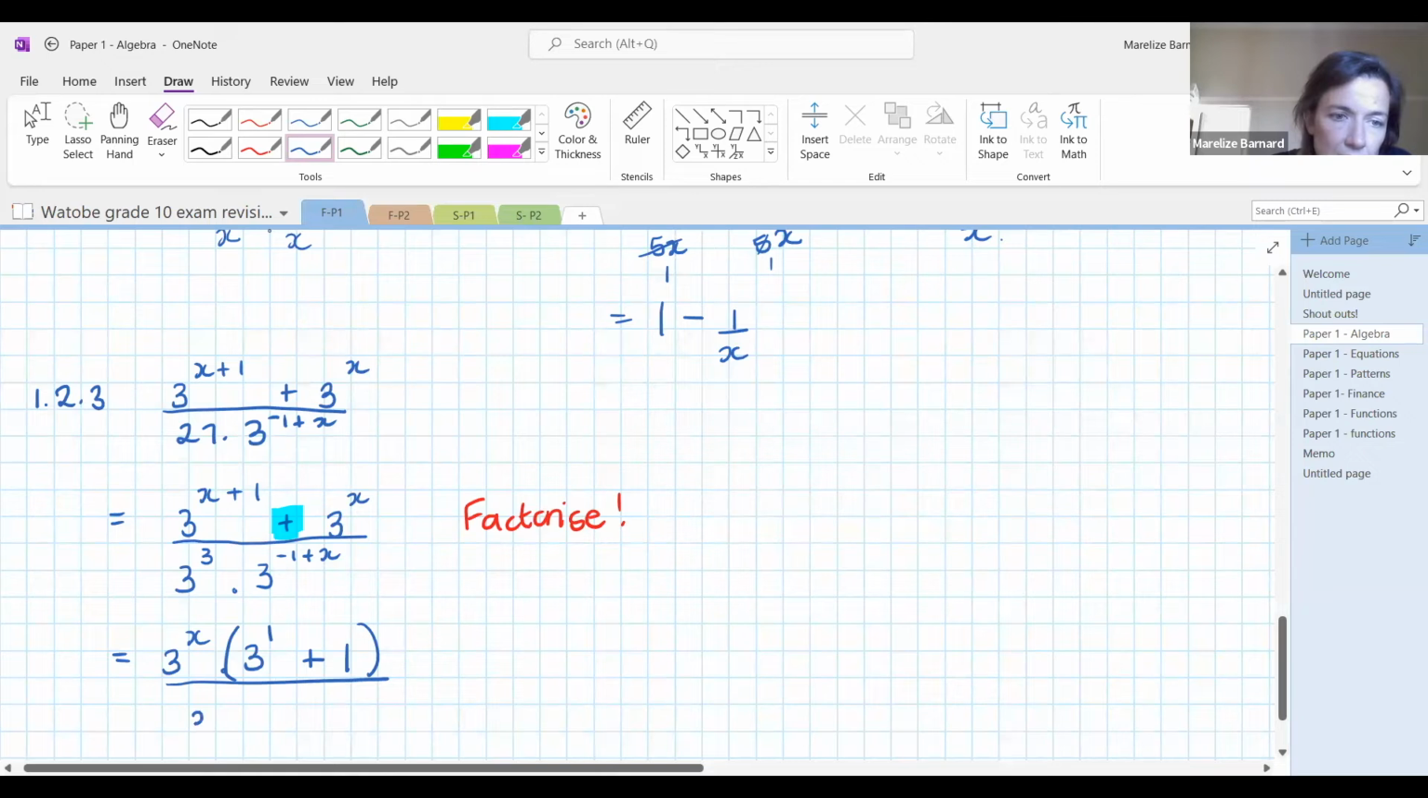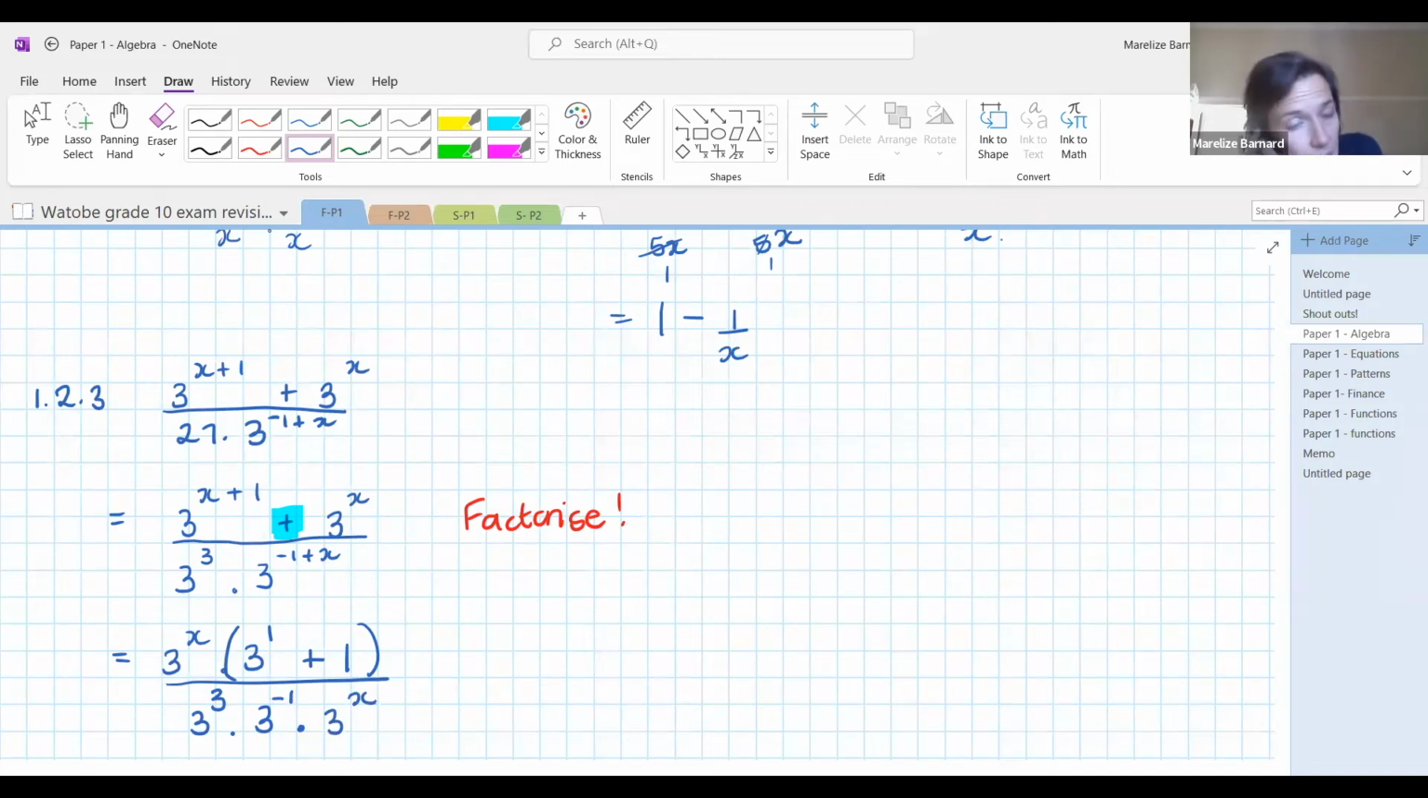And here I have 3 to the power of 3, and then 3 to the minus 1. I'm going to break this up so that it's 3 to the minus 1 times 3 to the x. You can do that. You're basically just going back to what it was before you added the exponents. Because if you multiply and the bases are the same, you normally add the exponents. So if you take it back to separate bases, sometimes it's easier. Yes, Ntombi Zodwa.